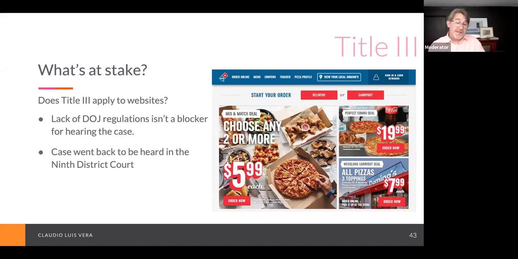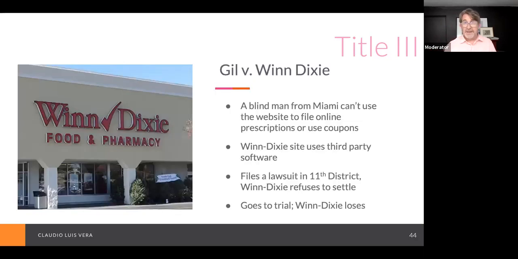It's proven, because it came back to the 9th Court, that lack of Department of Justice regulations is not a blocker for hearing the case. And it was going to be heard, and we're still waiting to see how it plays out in the 9th District Court. Now, in all of this, Domino's could still settle, but they're still refusing to settle. They're producing more digital content, more digital experiences, including an app for ordering, and it's anybody's guess how accessible that app is.